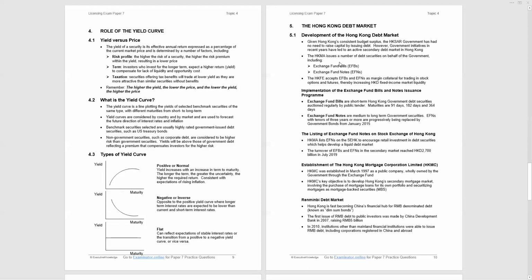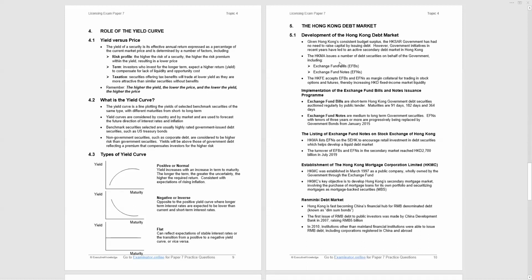Taxation: bonds with tax benefits will trade at a lower yield because they're popular and priced higher. And the bullet point underneath that material, remember, the higher the yield, the lower the price; the lower the yield, the higher the price for bonds. Very important relationship. Moving on to different types of yield curves.